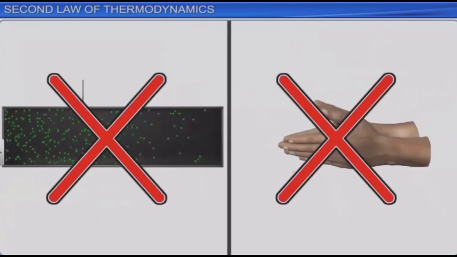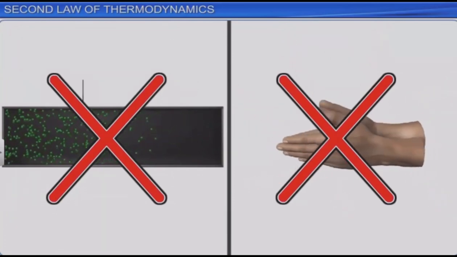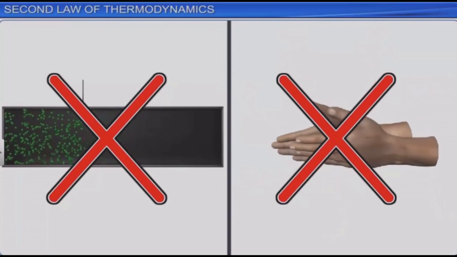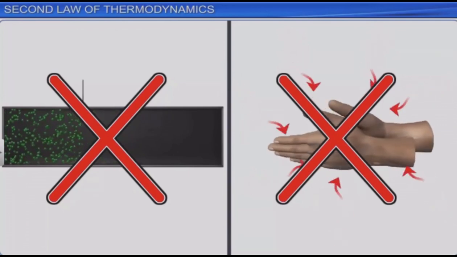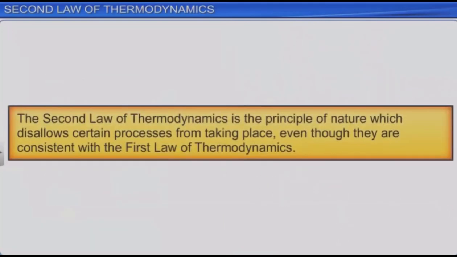Some of these processes do not take place because nature does not permit them to. Hence, there must be a law of nature that decides whether a given process, allowed by the first law of thermodynamics, actually takes place or not. The second law of thermodynamics is the principle of nature, which disallows certain processes from taking place, even though they are consistent with the first law of thermodynamics.